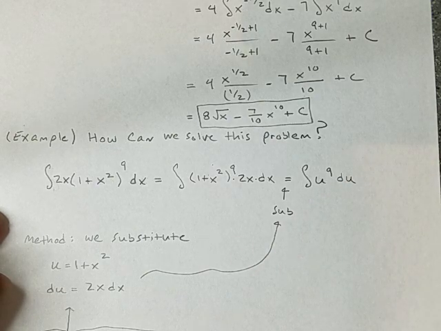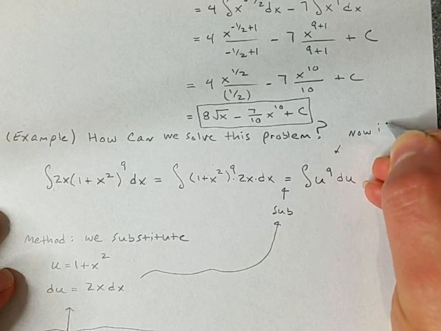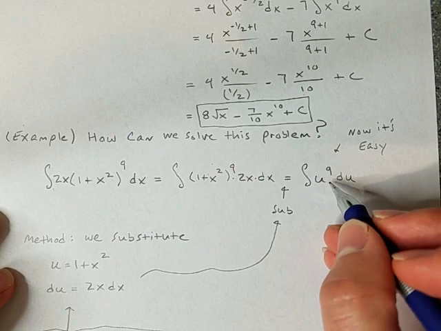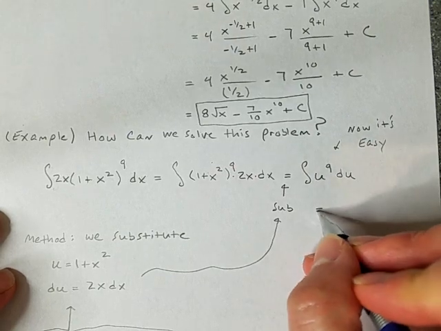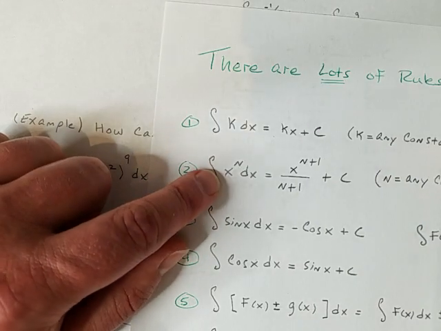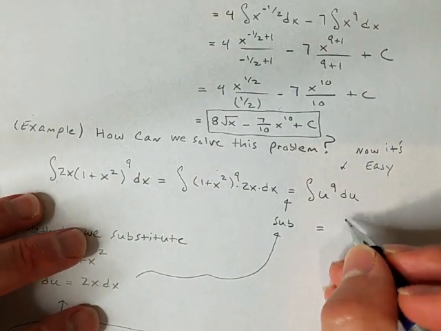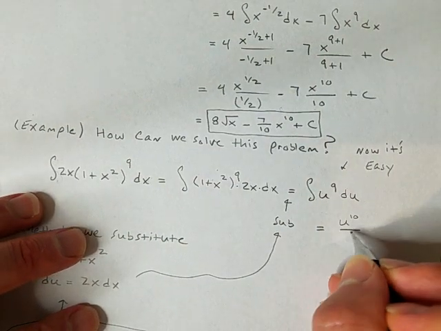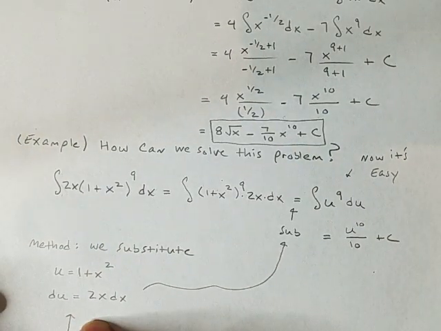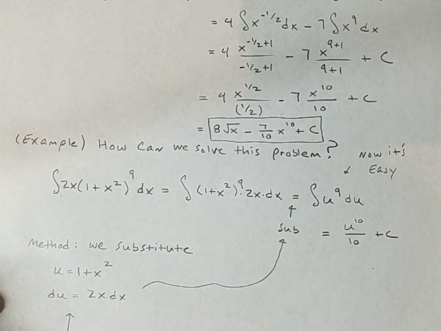All right? When we see this, now it's easy. What's the antiderivative of u to the 9th power du? Well, that would be this rule right here. But instead of the variable x, we got u. That's okay. And the power is 9. All right. So that'd be u to the 10th power over 10 plus c. The substitution simplifies this problem to a point where it's as easy as it could be.